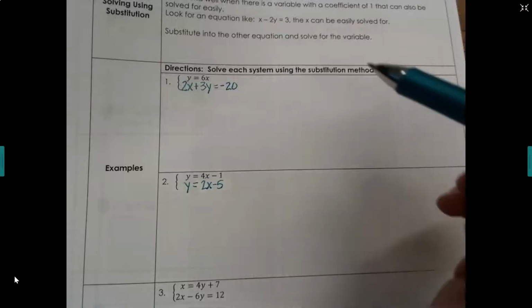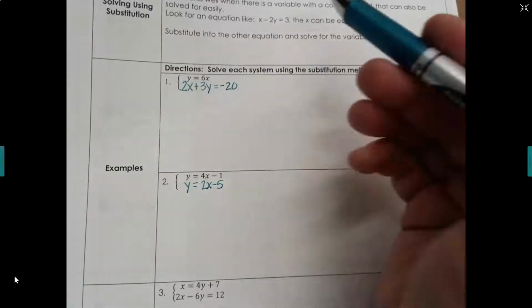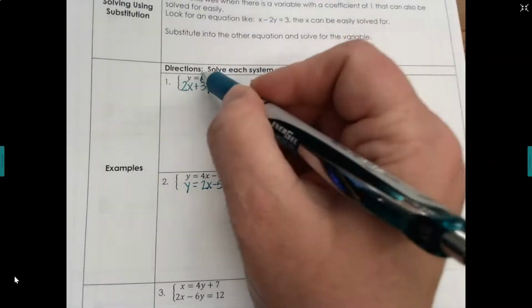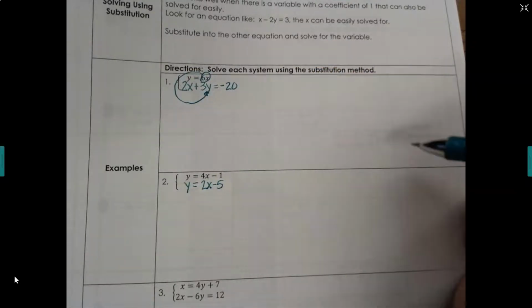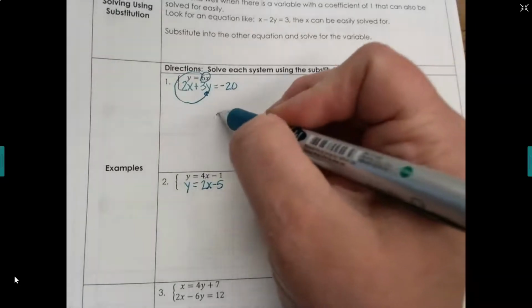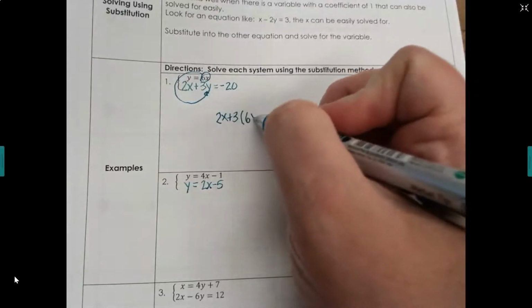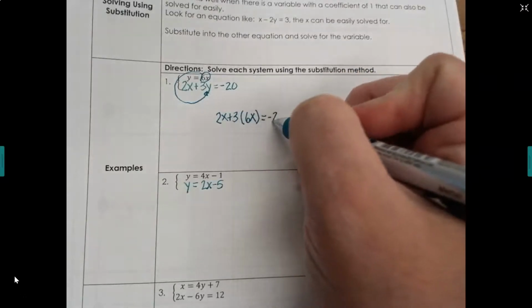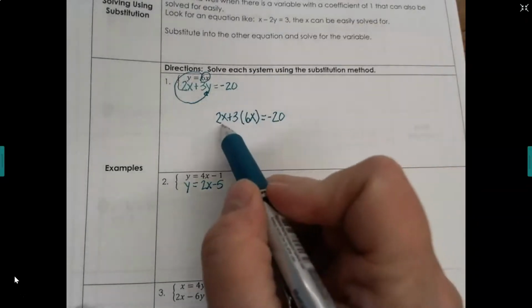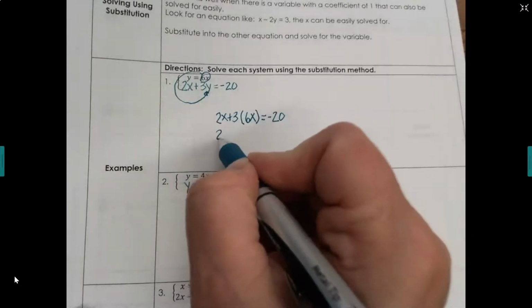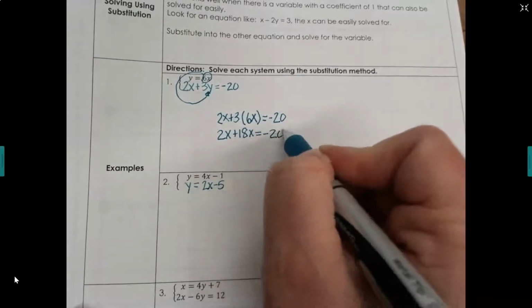Alright, now that we've got these fixed, we already have a variable by itself, y equals. It's telling us what y is, so you want to take this value for y and plug it into the other equation for y. And we're going to rewrite this. So this will say 2x plus 3, well, now we know y is 6x, equals negative 20. From here, we're going to start solving. So we have 2x plus 3 times 6x, so that's 2x plus 18x equals negative 20.